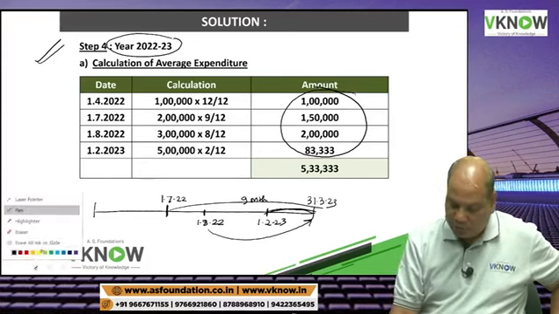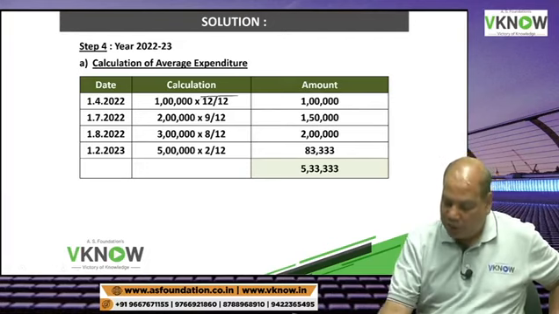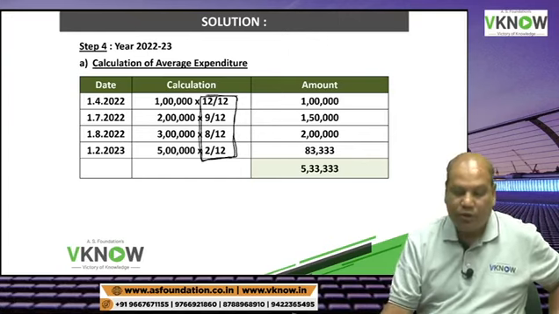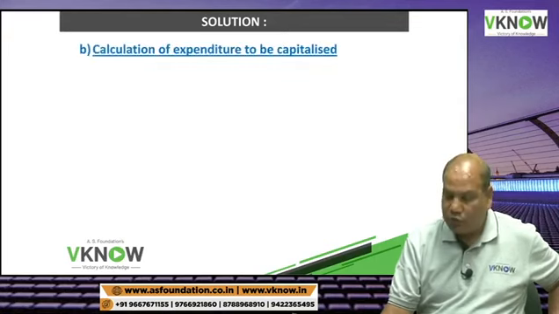533,333. These all have already been multiplied by the time factor. Now we just need to multiply by the interest rate, and that will give me the borrowing cost to be capitalized for first year. So point number B, write down.